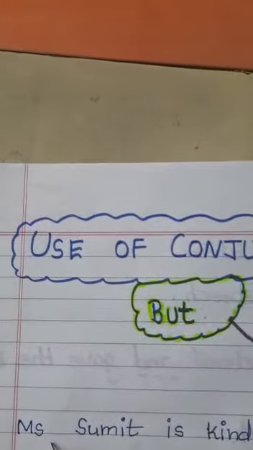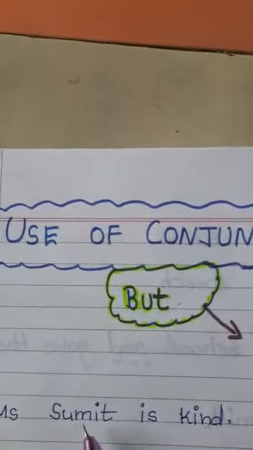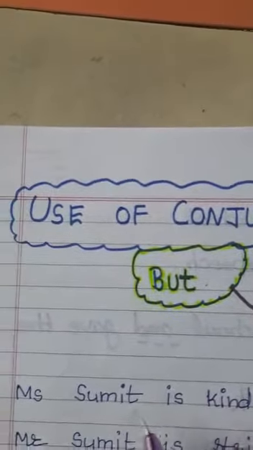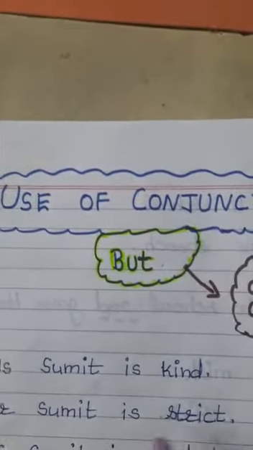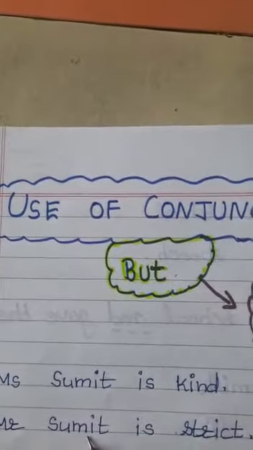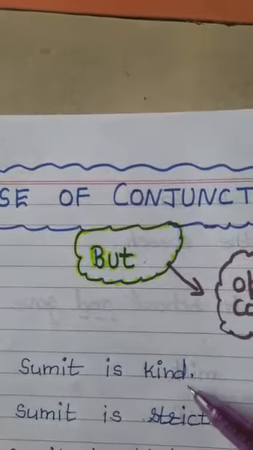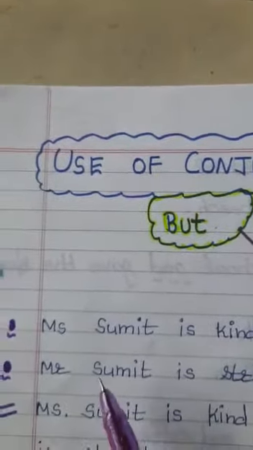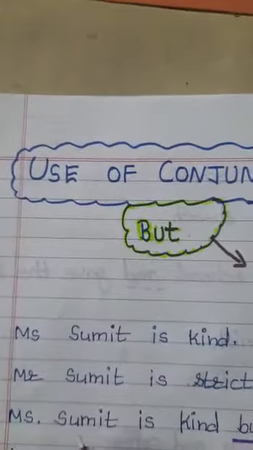At first place we are having Mrs. Sumit is kind. The quality of Mrs. Sumit is her kindness. In the next sentence, Mr. Sumit is strict. Now we see that Mrs. Sumit is kind but Mr. Sumit is strict. So kindness and strictness both are opposite contrast, both are presenting opposite ideas. So we can combine both the sentences with the conjunction but.